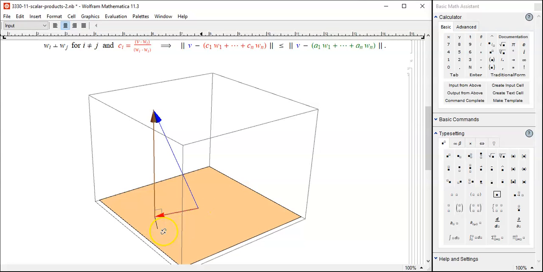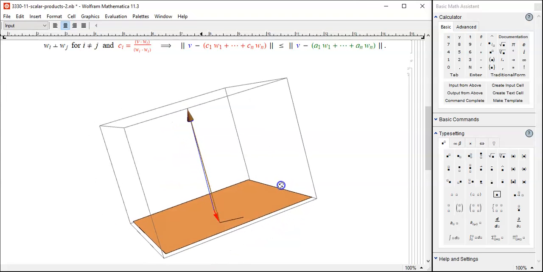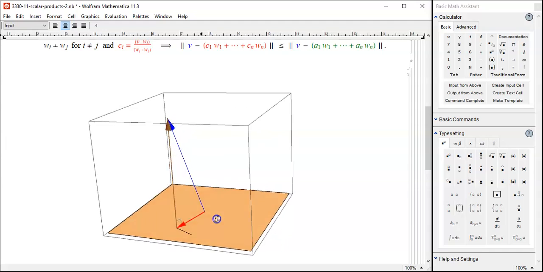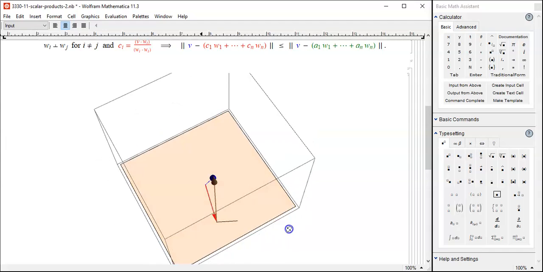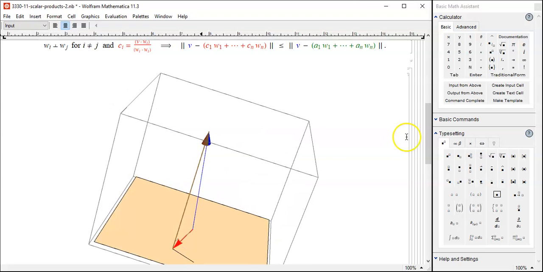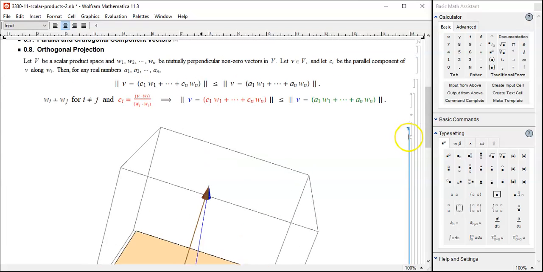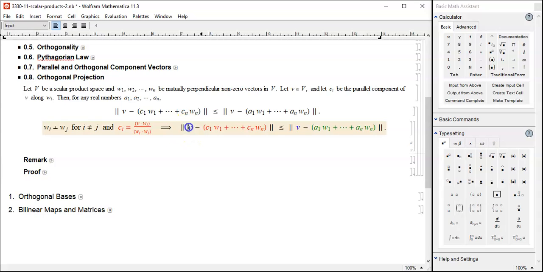This is going from 2-dimension to 3-dimension. You see this red and blue, red and black, and you can see both are perpendicular to brown. Blue, on the other hand, is clearly not perpendicular to anything. So how did we get that brown vector? We obtained it by V minus the linear combination C1W1 plus C2W2 all the way over to CNWN.